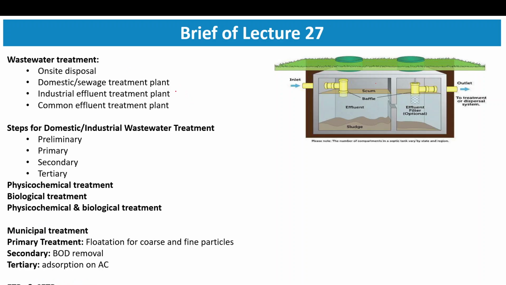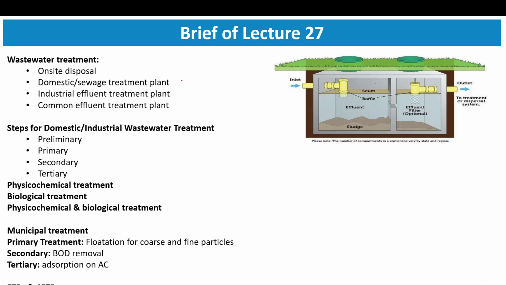Yeah. So the next main points that we need to discuss are domestic or sewage treatment plants, industrial treatment plants, and common effluent treatment plants. Now, why do we need separate treatment plants? Because if we talk about domestic treatment plants, the water will have completely different characteristics as compared to the industries.